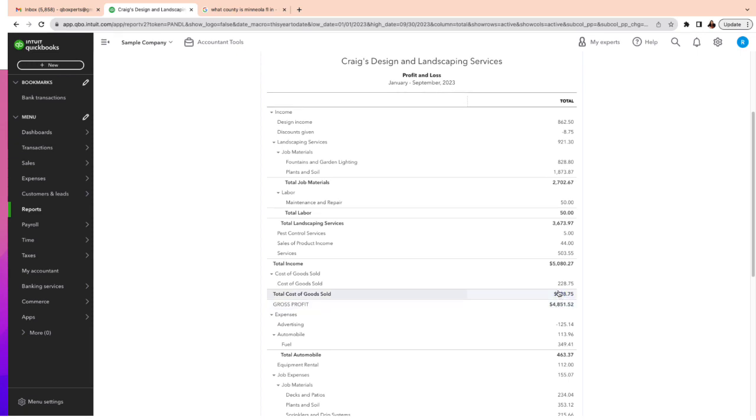So cost of goods sold is anything that is a direct cost for you to provide the service. If you're a retailer, it would be the products that you buy to resell. If you are a restaurant, it would be the food, the paper plates, and things that are directly a cost of providing that service, right? If you're a service business, it would be things like contractors or whatever is directly associated with providing the service.